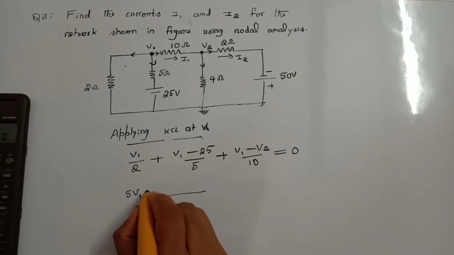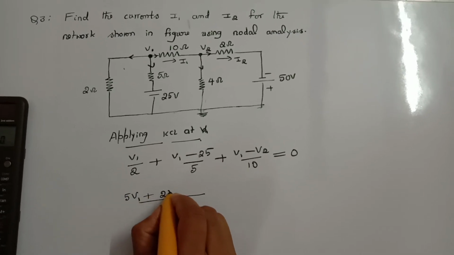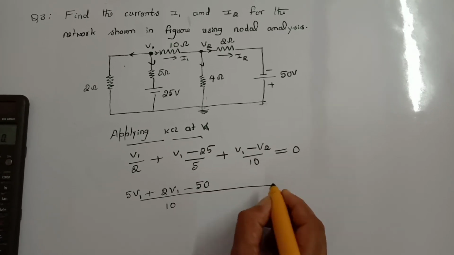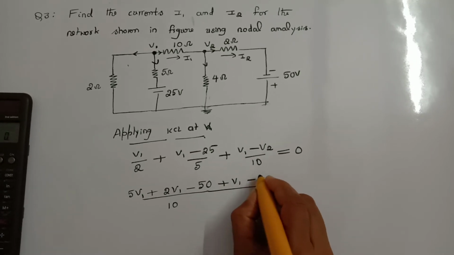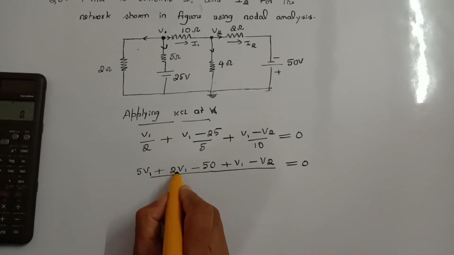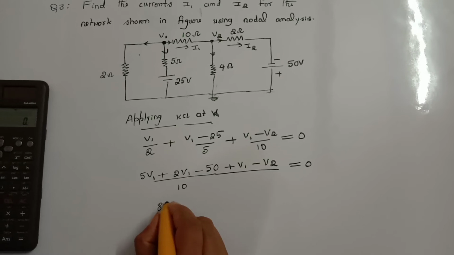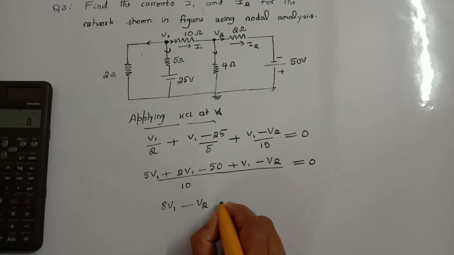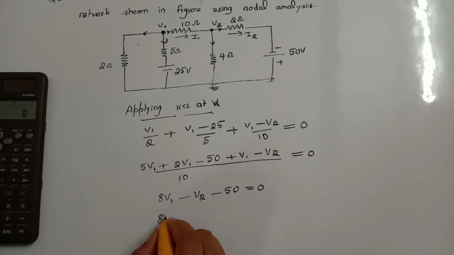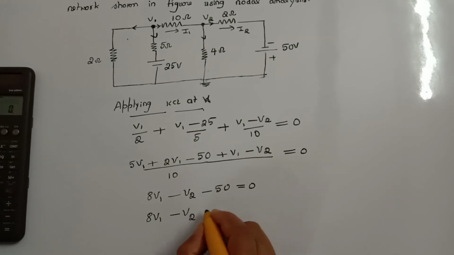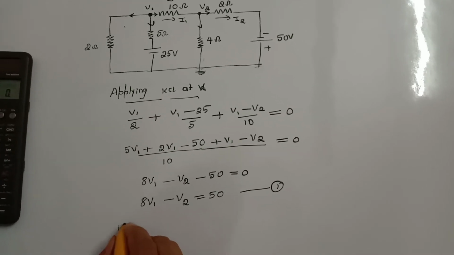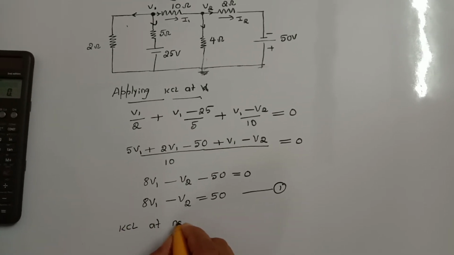Now we'll simplify by taking the common denominator. So 5V1 plus 2V1 minus 50 plus V1 minus V2 is equal to 0, or 5V1, 2V1, 7V1 plus 1, 8V1 minus V2 minus 50 is equal to 0, or 8V1 minus V2 is equal to 50 is the first equation.